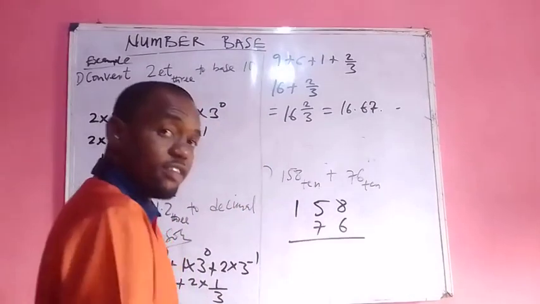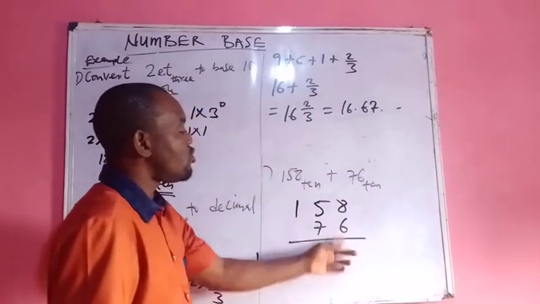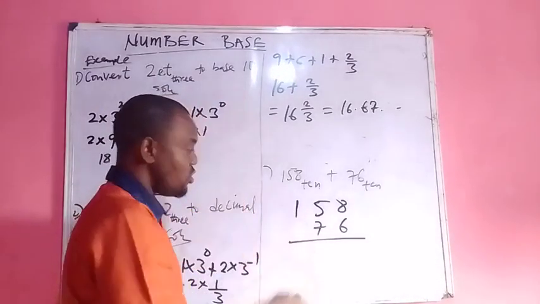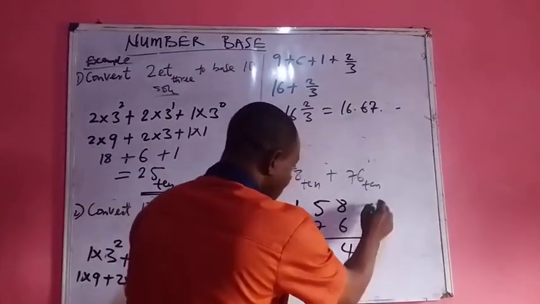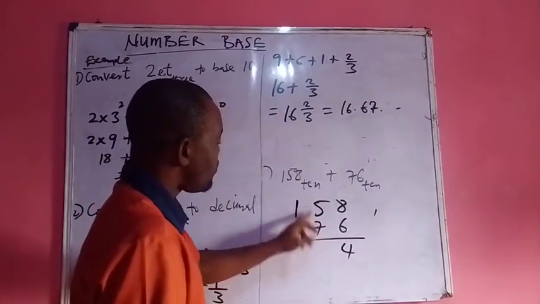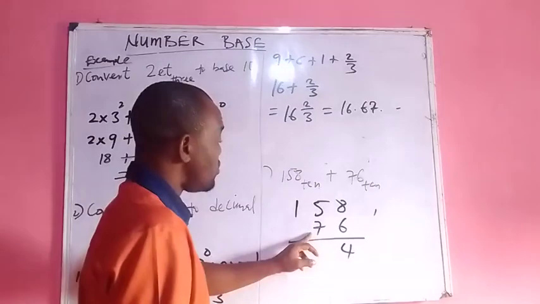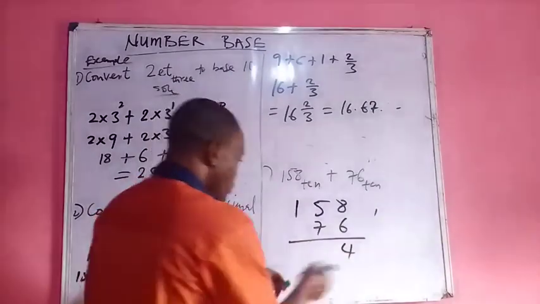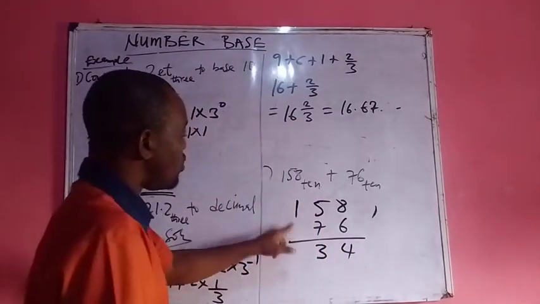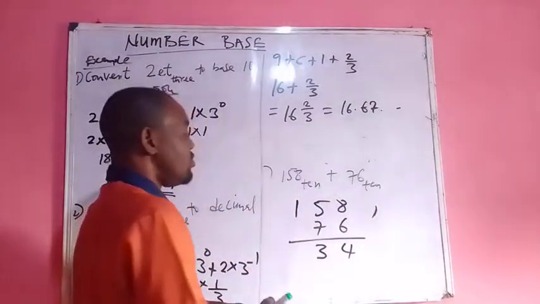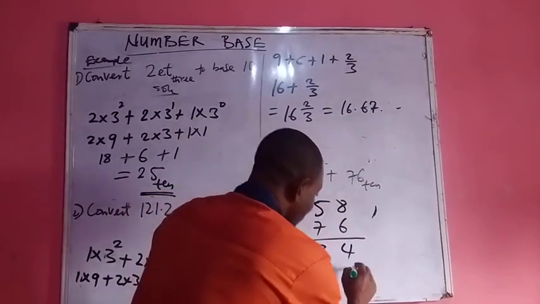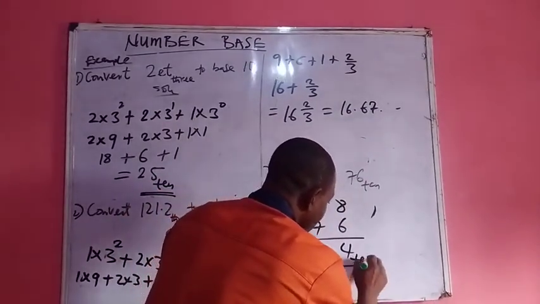Do you get it now? You understand this one now? So when you add these two, 8 plus 6, what will be the answer? It will give us 14. Put down 4, carry 1. Are you there? Then 5 plus 7 will give us 12, plus that one you carry to give us 13. Put down 3, carry 1. Then 1 plus 0, 1, plus that one you carry will give us 2. Then the answer is still in base 10. So this is our final answer, only base 10.